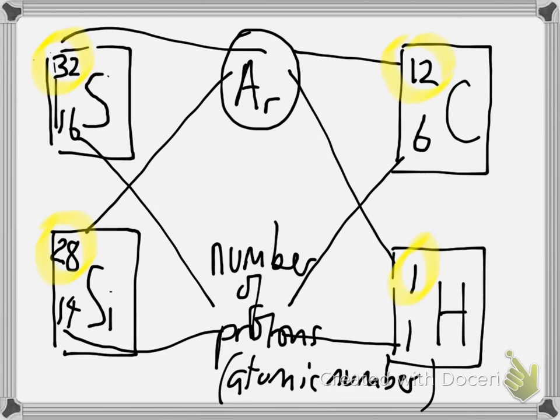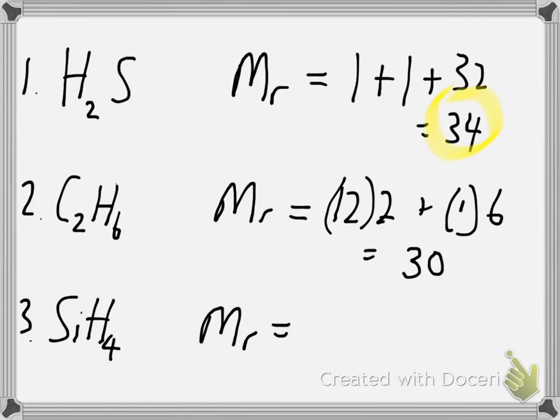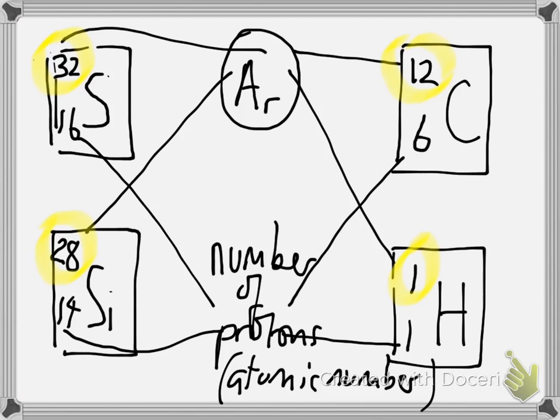Let's go back. Carbon AR is 12, hydrogen AR is 1. Here what we've got is 2 carbons, that's 12 times 2, so 2 12s, and it's 6 hydrogens, so 1 times 6. 24 plus 6 is equal to 30. So what it shows you is that a molecule of ethane weighs about the same as a molecule of hydrogen sulfide, slightly less heavy.